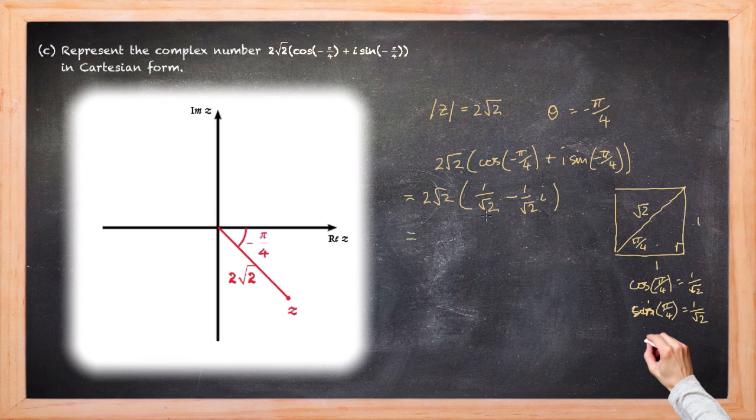2 root 2 times 1 upon root 2, the root 2's cancel, leaving us with 2 times the 1, minus 2 root 2 times the 1 over root 2 again, the root 2's cancel, leaving us minus 2i. So that would be the Cartesian form of this complex number z. And if you look at the diagram, we pinpointed it, and it certainly looks reasonable that the x coordinate and the y coordinate are 2 and negative 2. Real part's 2, the imaginary part is negative 2.